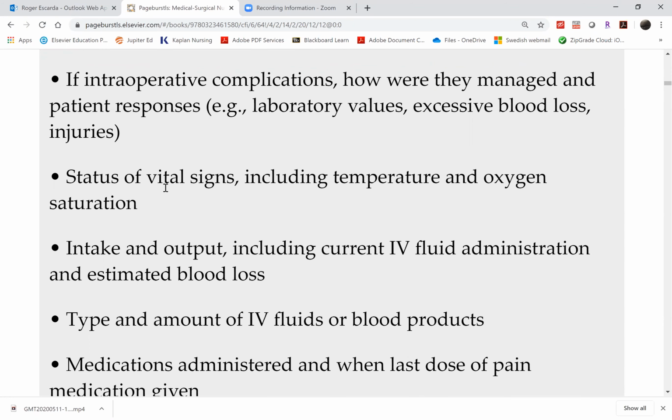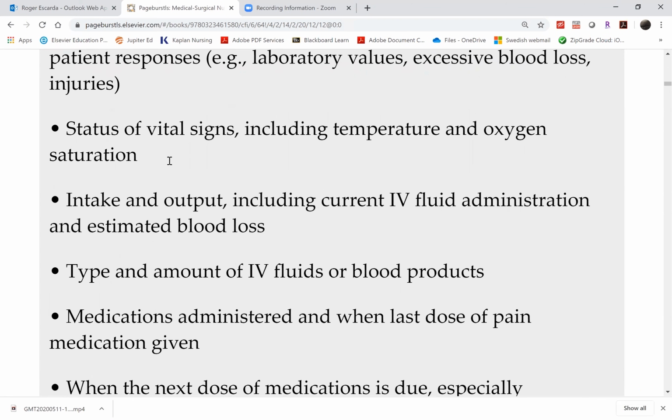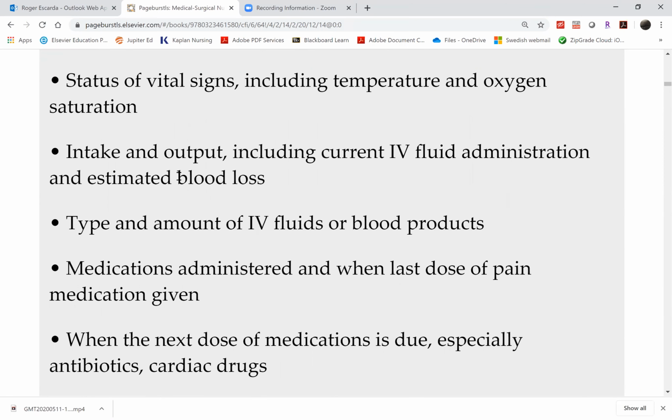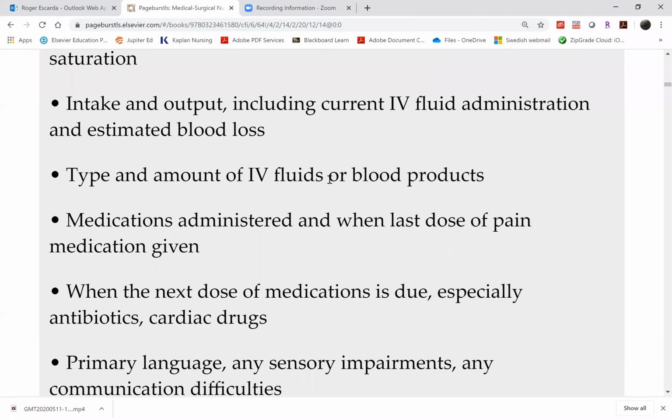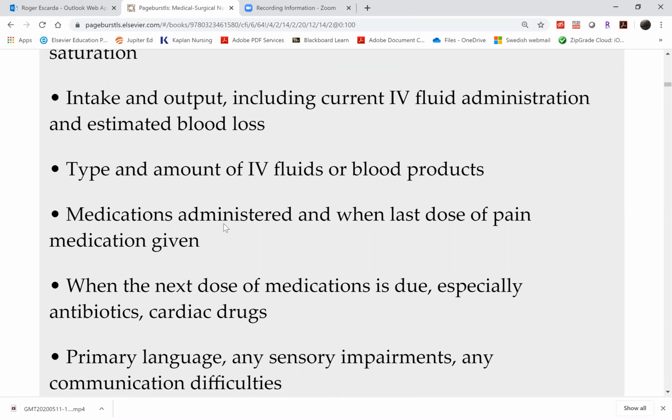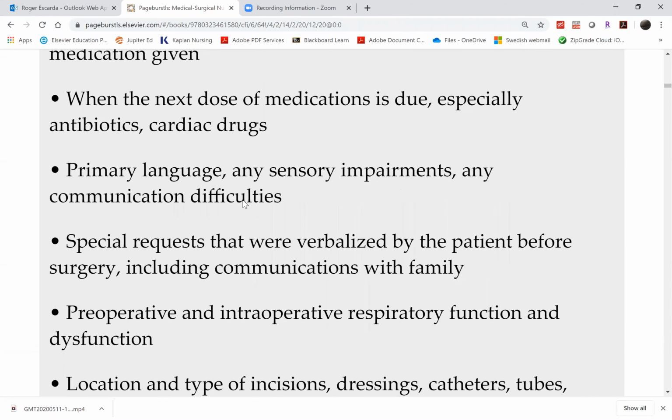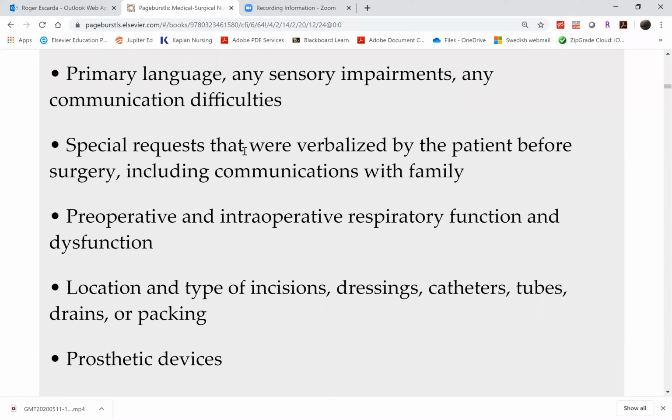What are the current vital signs? What's the kidney function? How is the urine output? What fluids are infusing? And when was the last time the patient was medicated for pain? The rest of these are special requests, let's say a family member left a phone number that they want to be called if the patient is out of surgery. Of course, we can't call them while the patient's in PACU. There are no visitors allowed in there, so they can only visit once the patient's back on the floor. So those are special requests.